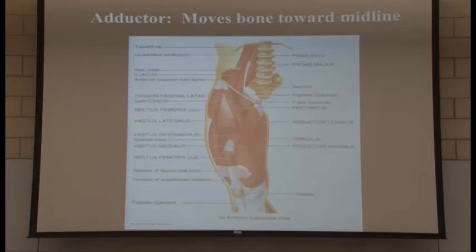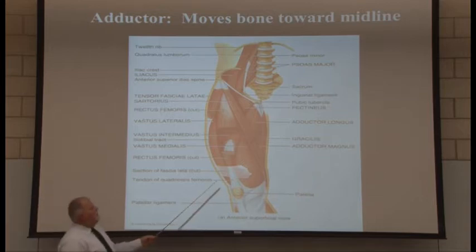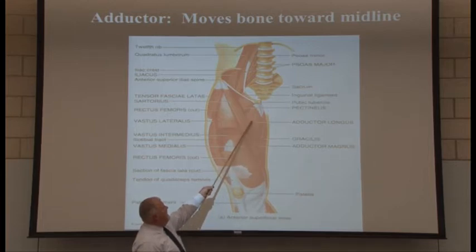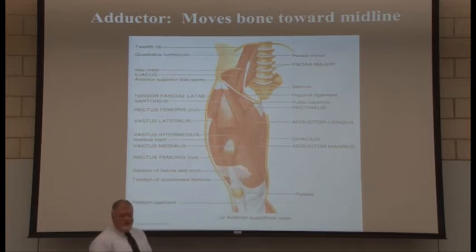So the adductors we've already done. The adductors that are on your list are mostly in the thigh, with adductor magnus, adductor longus, and then adductor brevis would be in the thigh itself.